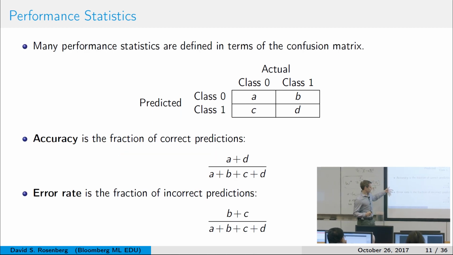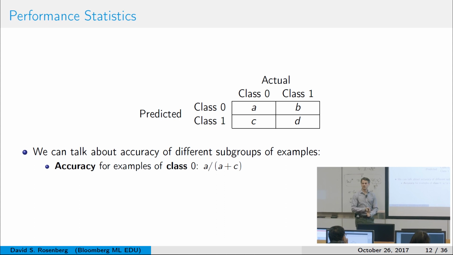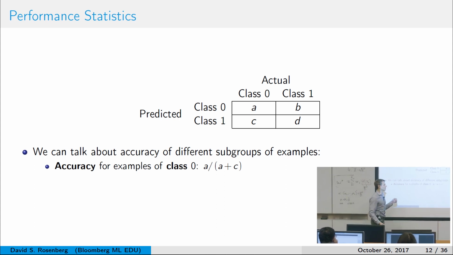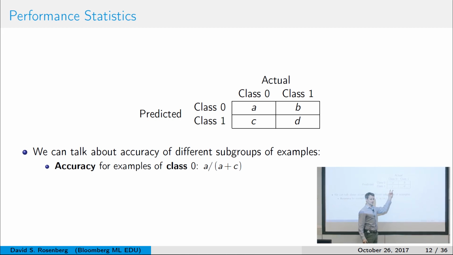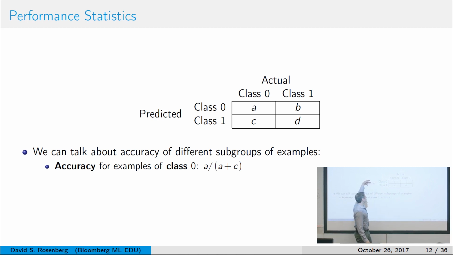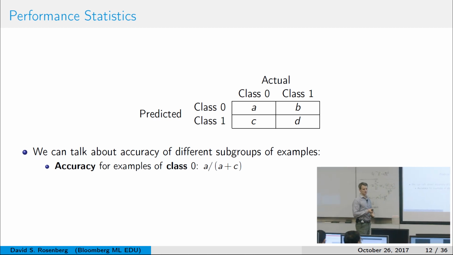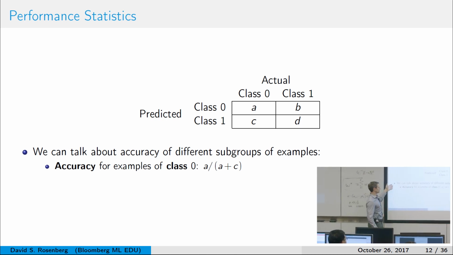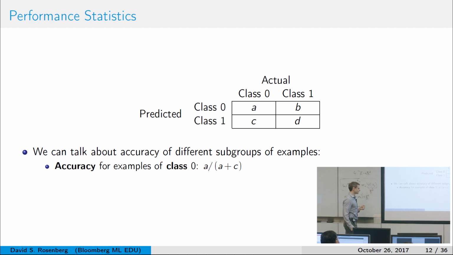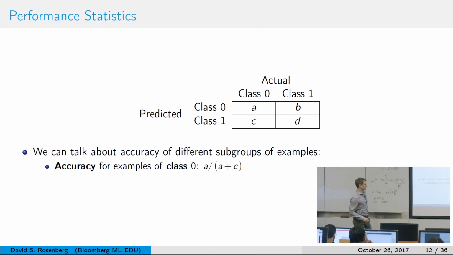So besides accuracy, you can also talk about accuracy on different subgroups. The natural subgroups of your examples are the subgroup of examples that are of class 0, the subgroup of examples that are of class 1, the subgroup of examples that you predicted class 0, and the subgroup of examples you predicted class 1. Those would give you 4 different measures of accuracy on 4 different, not disjoint, but different subgroups of your data. And these will come up with different names later on.